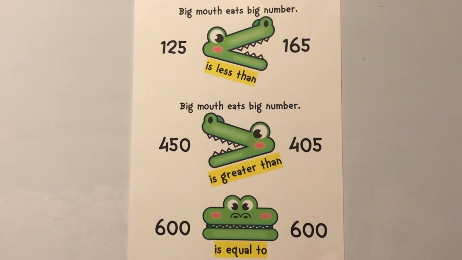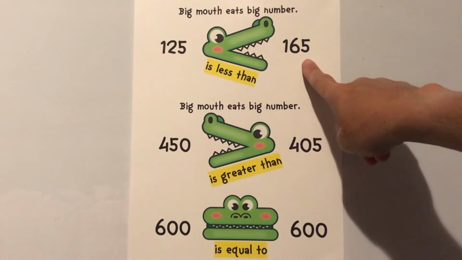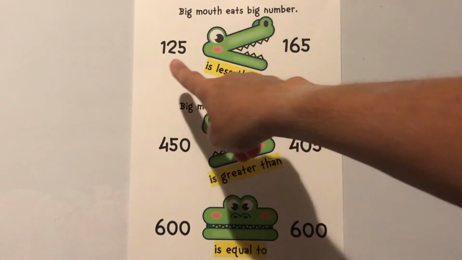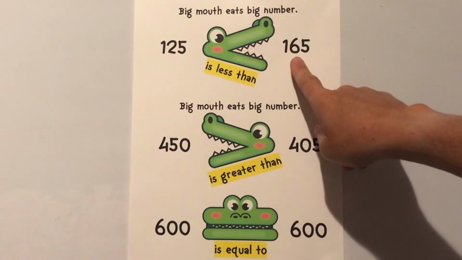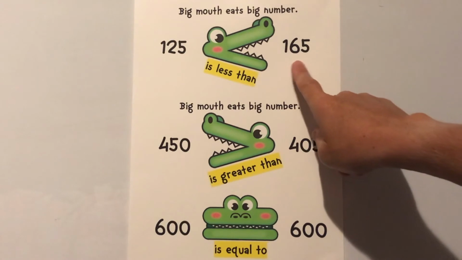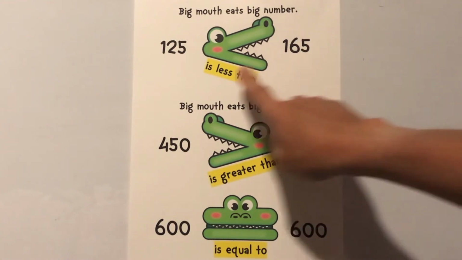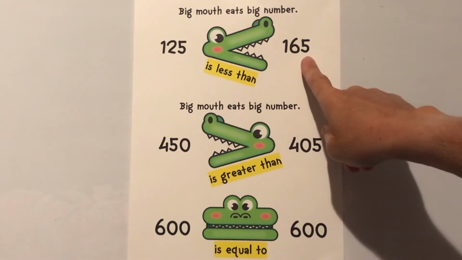So in our first example, we have 125 and it's being compared to 165. The hundreds place is the same, so we're going to look at our tens place. We have 2 tens and 6 tens. 6 tens is greater. Alligator eats the greater number. 125 is less than 165.